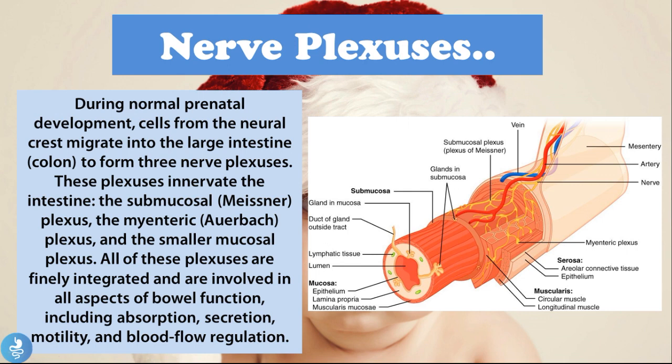So if these nerves are absent, you can imagine all the functions that the nerves are responsible for are not going to be able to be carried out. So again, we have the absorption, secretion, motility, and I want to emphasize here the motility, because the motility is very important and is one of the biggest reasons why we have the symptoms that we have in Hirschsprung's disease. So let's go further.